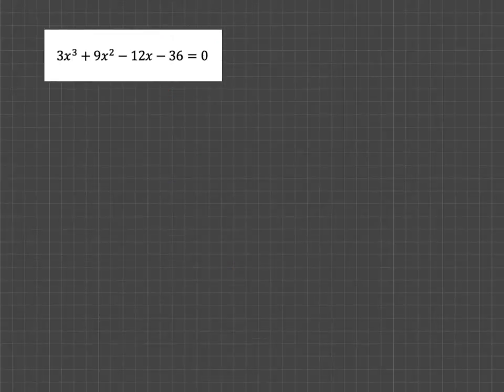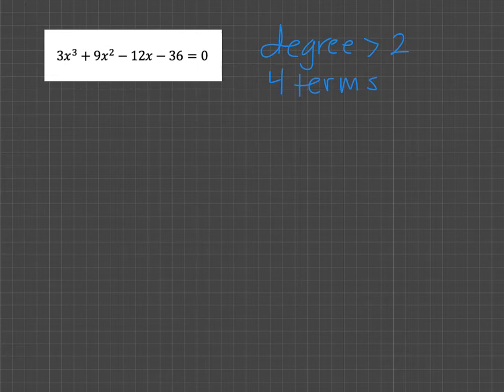Another example with degree greater than 2. So let's just identify what kind of equation we have here. And we have 4 terms. So when we have that combination, we can use grouping. So we will group the first 2 terms together, the last 2 terms together, and then ask what greatest common factor those first 2 terms have.